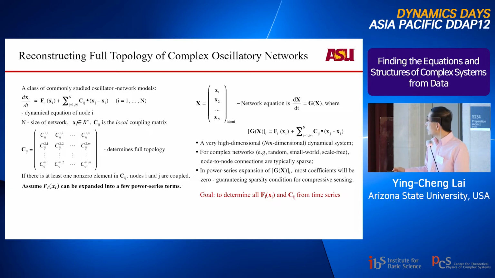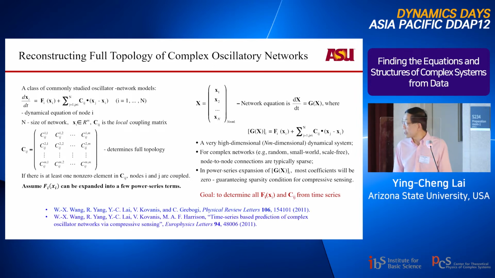And we are talking about dx dt. Before we talked about fx, now we have a more sophisticated form, so it's a very high dimensional dynamical system. If we talk about complex networks, for example random, small world, or scale free, the node-to-node connections are typically sparse. So it naturally satisfies the sparsity condition, and in the power series expansion most coefficients will be 0. This guarantees the sparsity condition for compressive sensing, and so compressive sensing can be applied in this case.